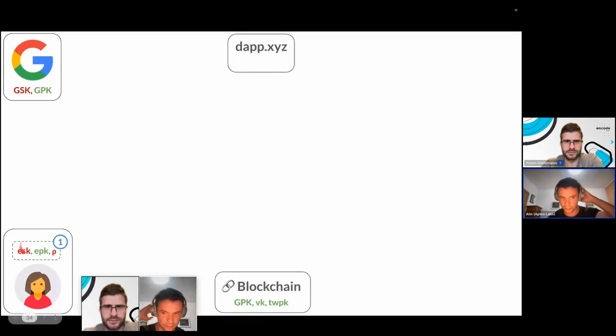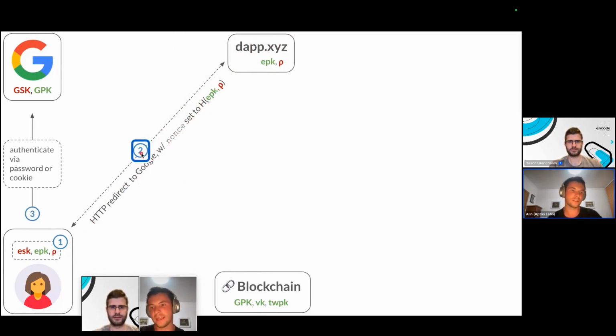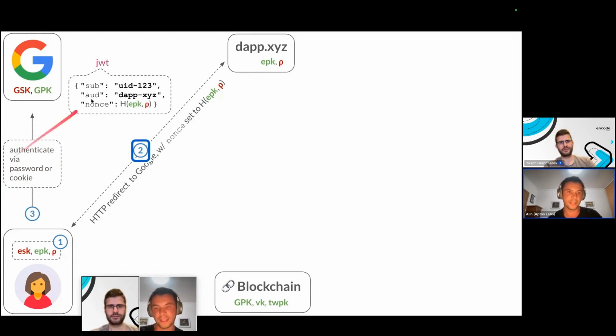So what does the user do? It generates an ephemeral key pair and a blinding factor for the ephemeral pub key in that nonce that it sends to Google. And then it goes to the DApp, and the DApp redirects the user to Google and sets the nonce to this EPK commitment using this blinding factor, right? And then the user goes to Google, authenticates using a password or an existing cookie. Maybe they're signed in already. Google starts assembling this message, which is called a JSON web token or a JWT. And it has a bunch of fields. It has a subscriber field. This is not the email address.